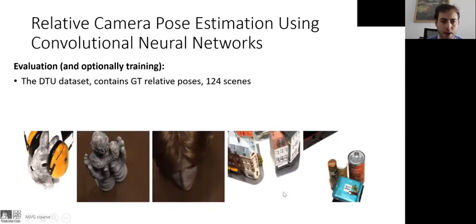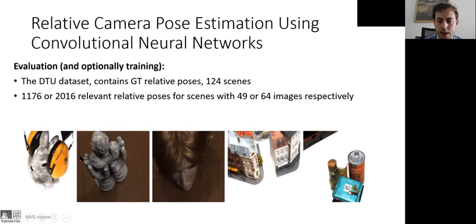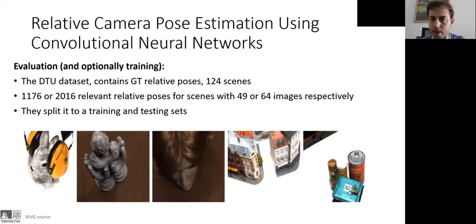And they evaluated it on a very different setup with the DTU dataset for object scanning. So the images look like the following examples, and each scene has between 49 images or 64 images with a specific set of relative poses. And they also split the DTU dataset into a training and testing set in case they wanted to train on the DTU also.